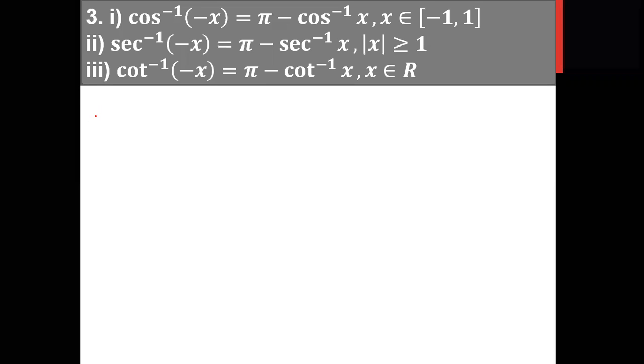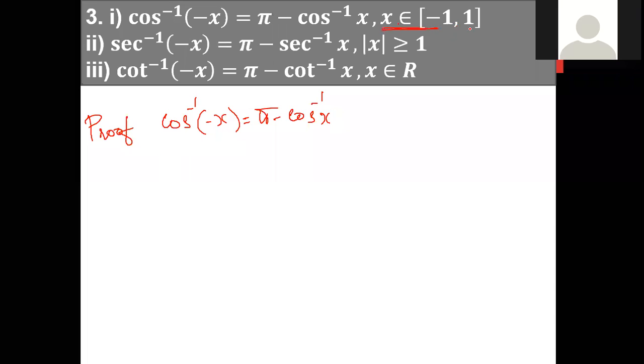Okay, so proof. What I have to prove? Cos inverse of minus x is pi minus cos inverse x. Again, you have to see these properties are valid only if x belongs to minus 1 comma 1. If it is greater than 1, we cannot use this property. If it is greater than 1, it does not come in the principal domain, the cos inverse domain. So this property is useful only if x belongs to minus 1 comma 1.